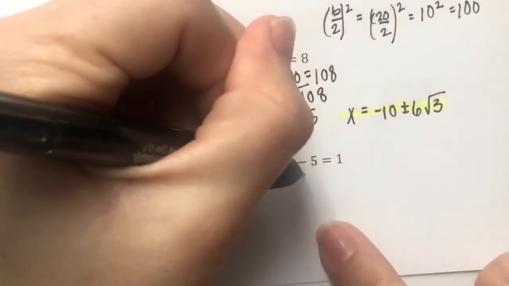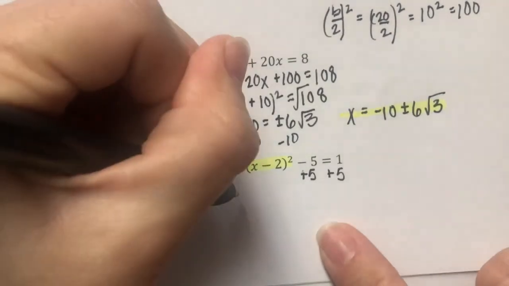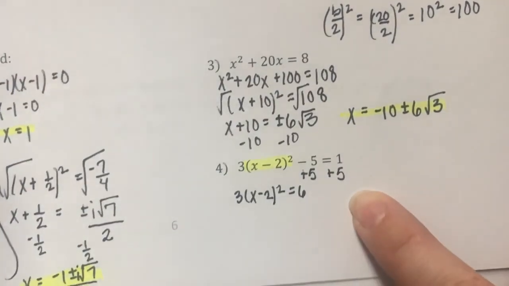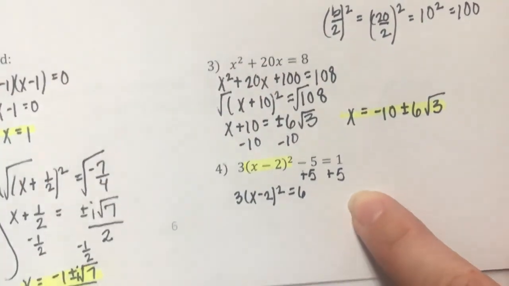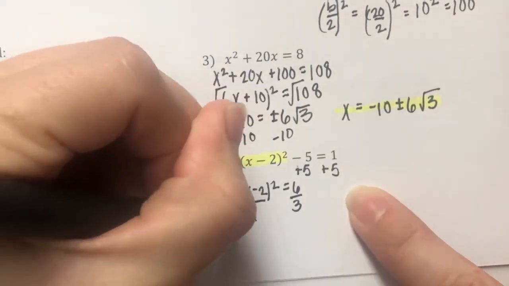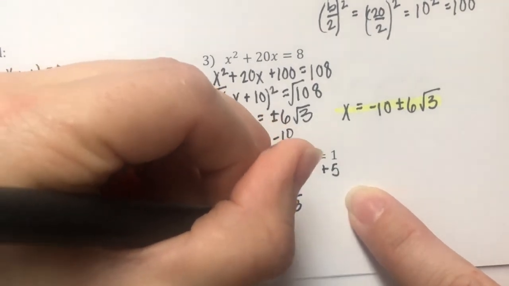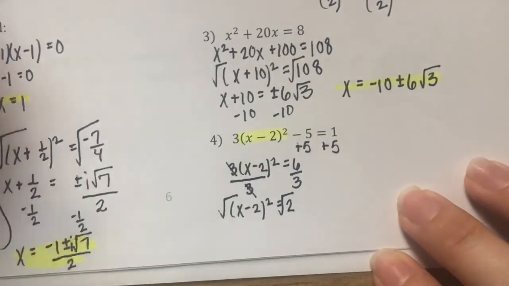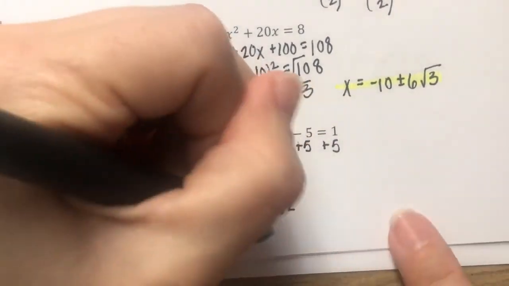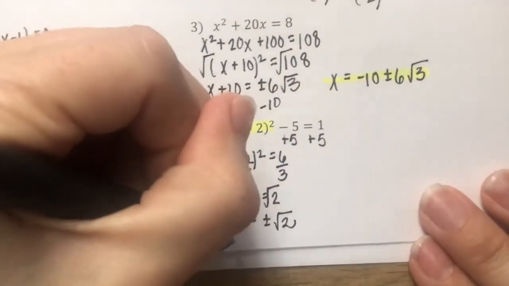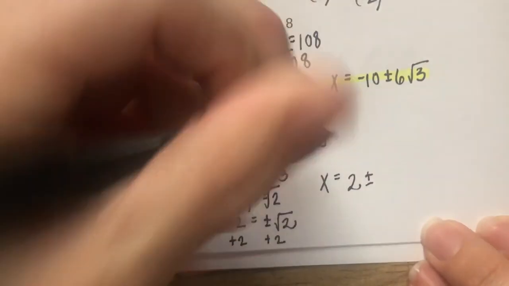So first I can undo the subtraction. I can add 5 to both sides and get 3 times x minus 2 squared equals 1 plus 5, so 6. And then I want to get rid of that 3 because I don't want to square root the 3. Divide both sides by 3 and get x minus 2 squared equals 2. And then now what is being squared is by itself, so I can square root both sides. So x minus 2 equals positive or negative root 2, because I can't simplify the radical at all. And then I can go ahead and add 2 to both sides. So x equals 2 plus or minus the square root of 2.